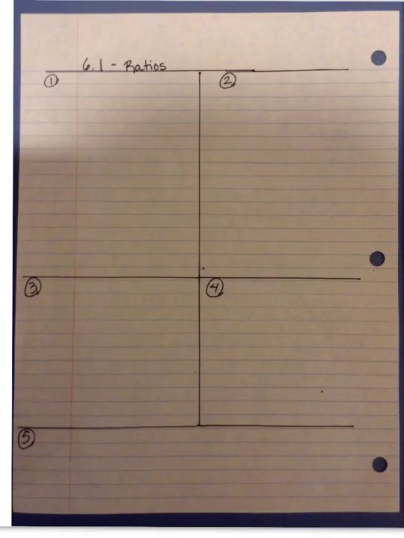Okay, so setting up your page, when you get to page 27, you need to write 6.1 and Ratios at the top, and then you need 5 boxes. The first 2 boxes will be longer. 3 and 4 don't have to be as big, and then 5 is all the way across. It's not very tall, but it's all the way across.